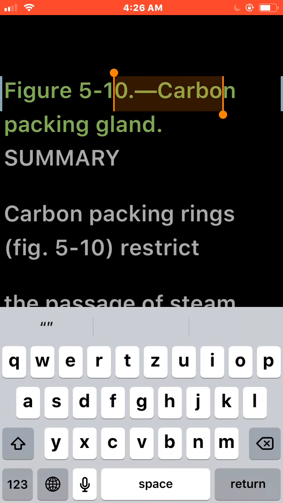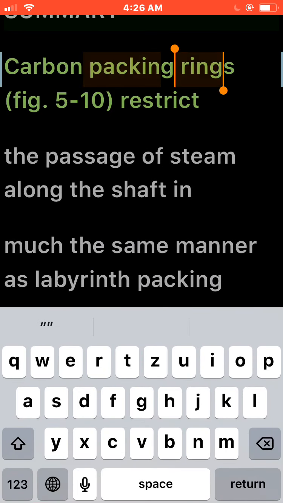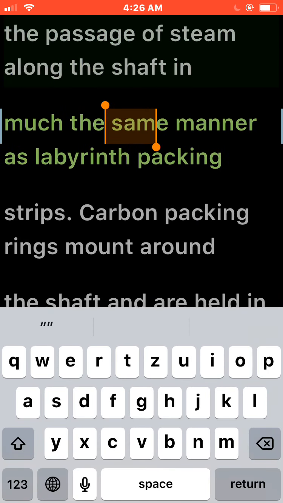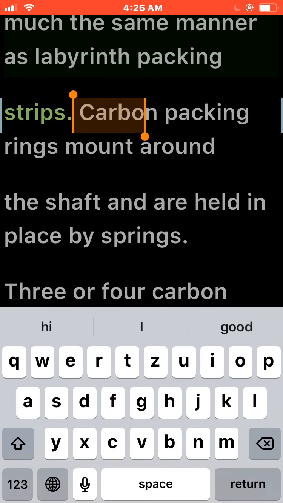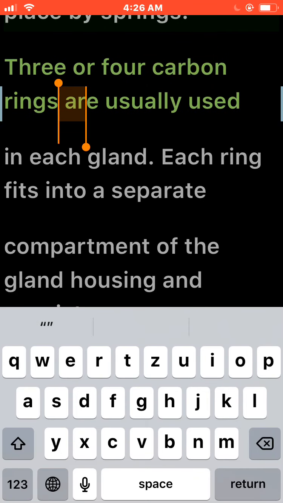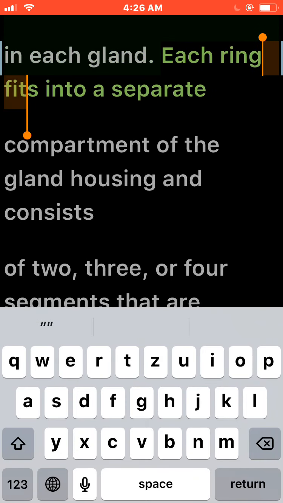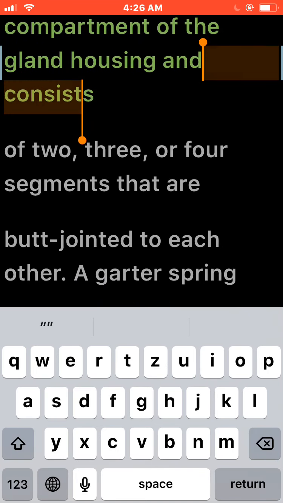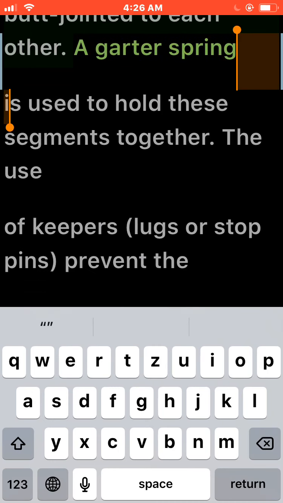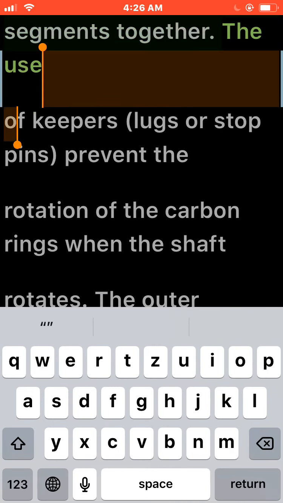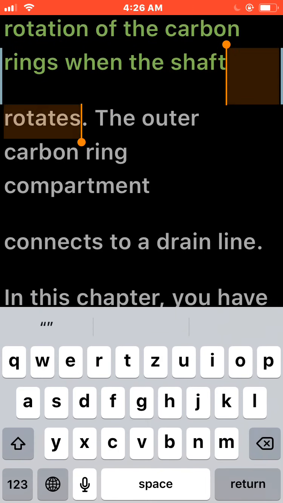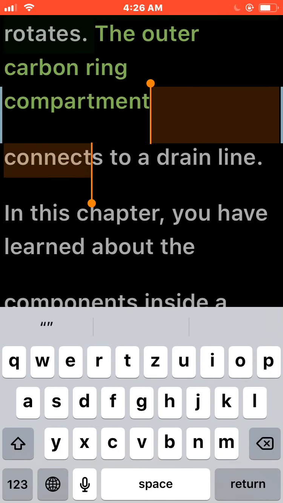Carbon packing gland. Carbon packing rings, figure 5-10, restrict the passage of steam along the shaft in much the same manner as labyrinth packing strips. Carbon packing rings mount around the shaft and are held in place by springs. Three or four carbon rings are usually used in each gland. Each ring fits into a separate compartment of the gland housing and consists of 2, 3, or 4 segments that are butt jointed to each other. A garter spring is used to hold these segments together. The use of keepers, lugs, or stop pins prevents the rotation of the carbon rings when the shaft rotates. The outer carbon ring compartment connects to a drain line.